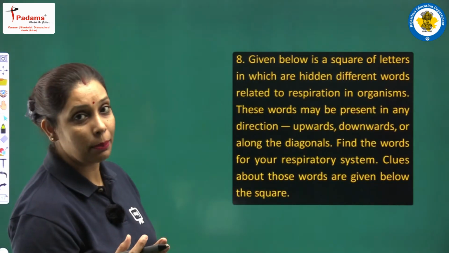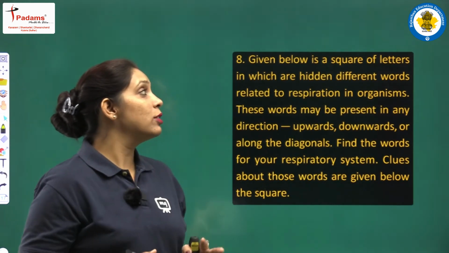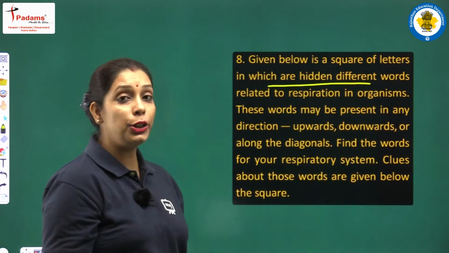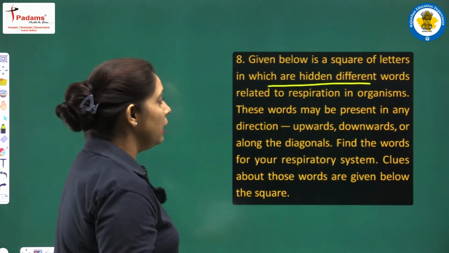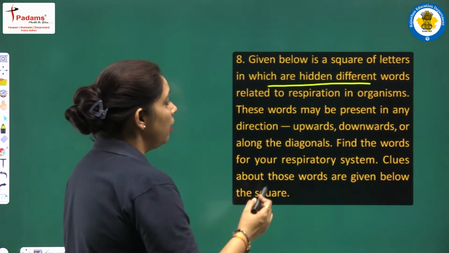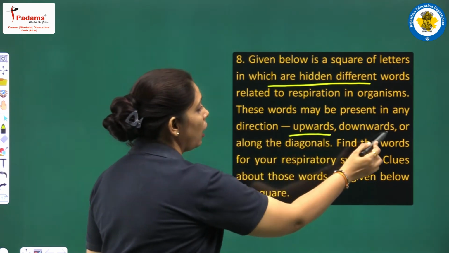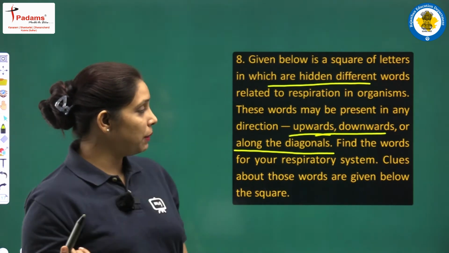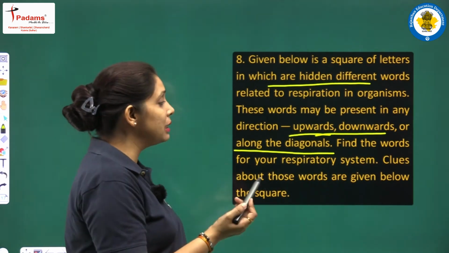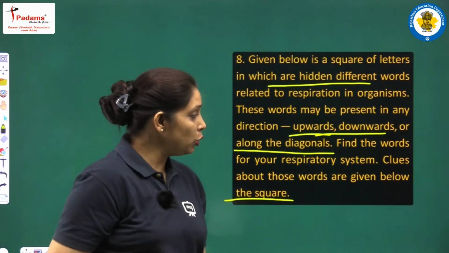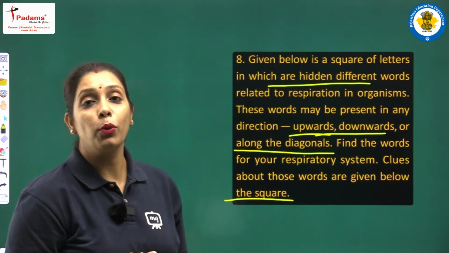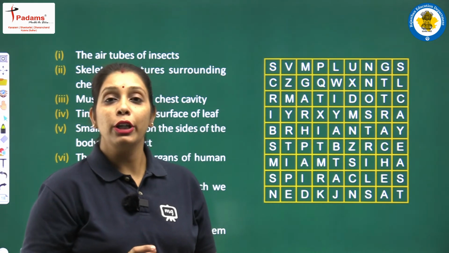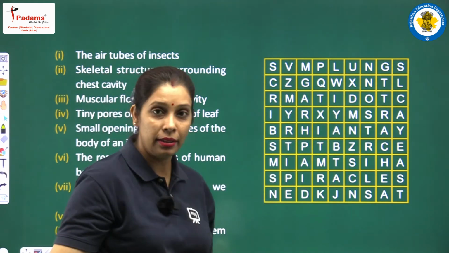And the next question of our chapter is, given below is a square of letters in which different words related to respiration in organisms are hidden. These words may be present in any direction, upward, downward, or along the diagonals. Find the words for your respiratory system. Clues about those words are given below the square. आपको एक box दिया हुआ है and they have given you the different clues and you have to find out those words here. Fine.